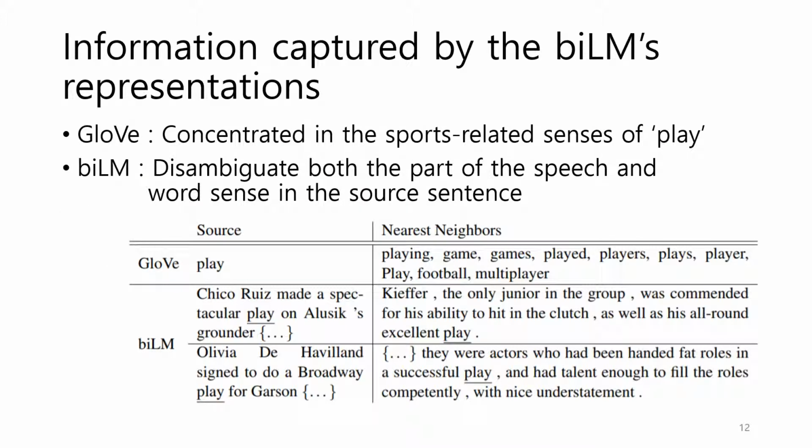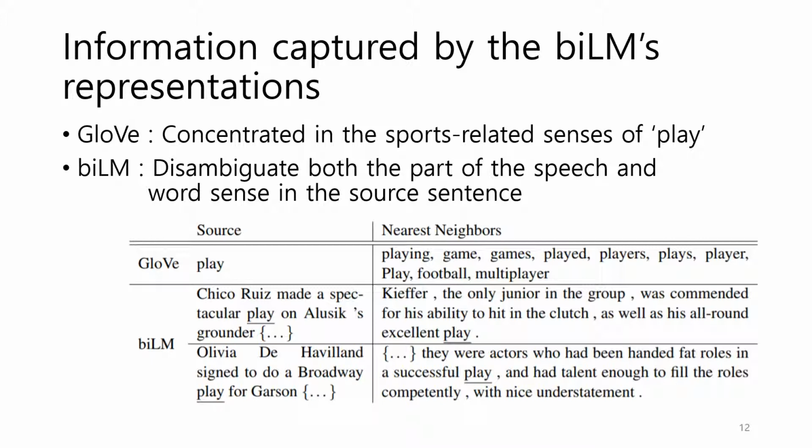The information we can get from the bidirectional language model is different from global vector for word representation. For global vector, they concentrated on the sport-related sense of play, but the bidirectional language model disambiguates both the part of speech and word sense in the source sentence.